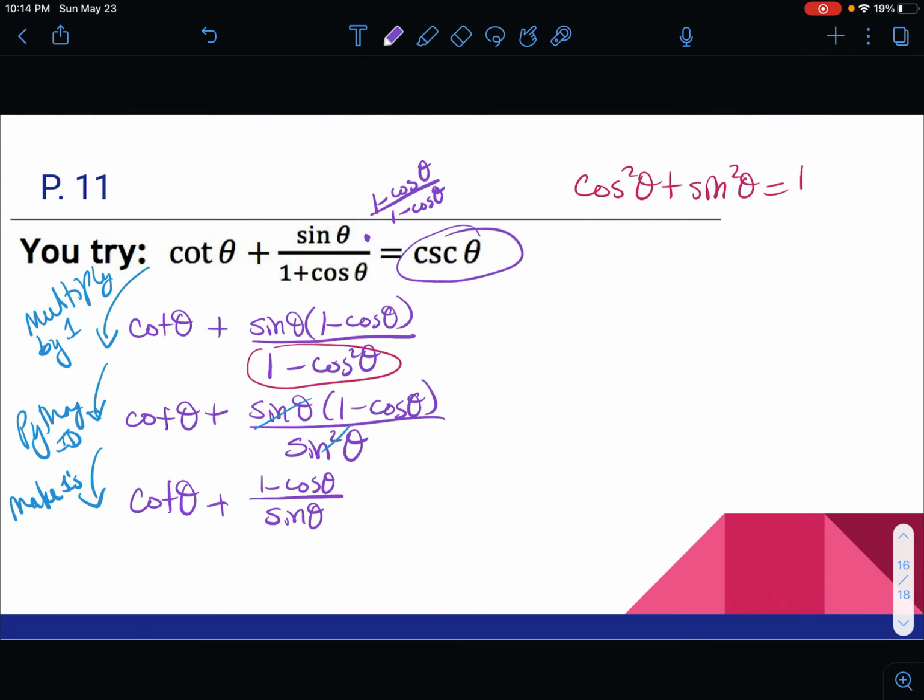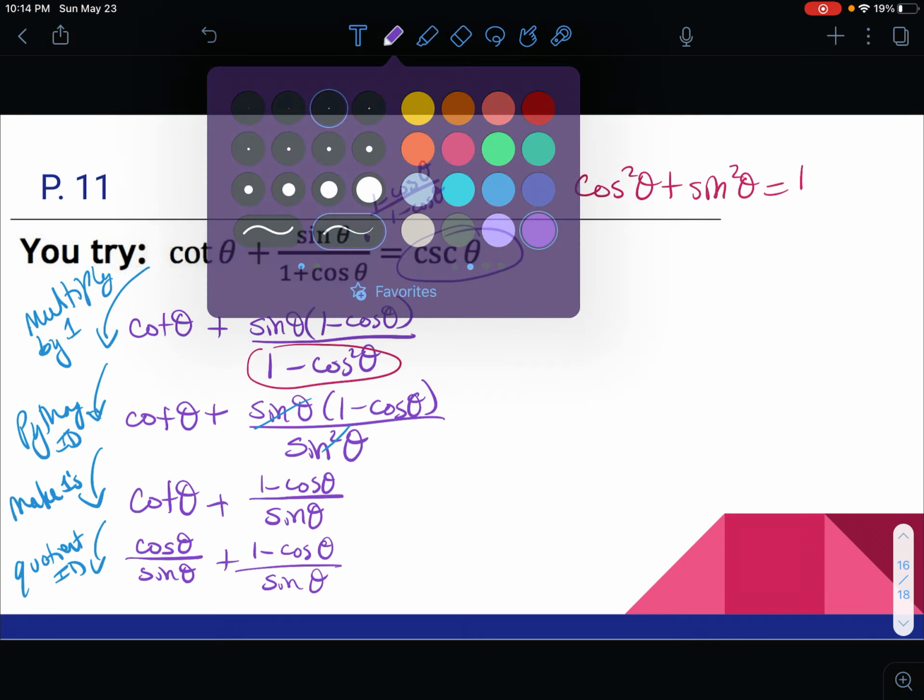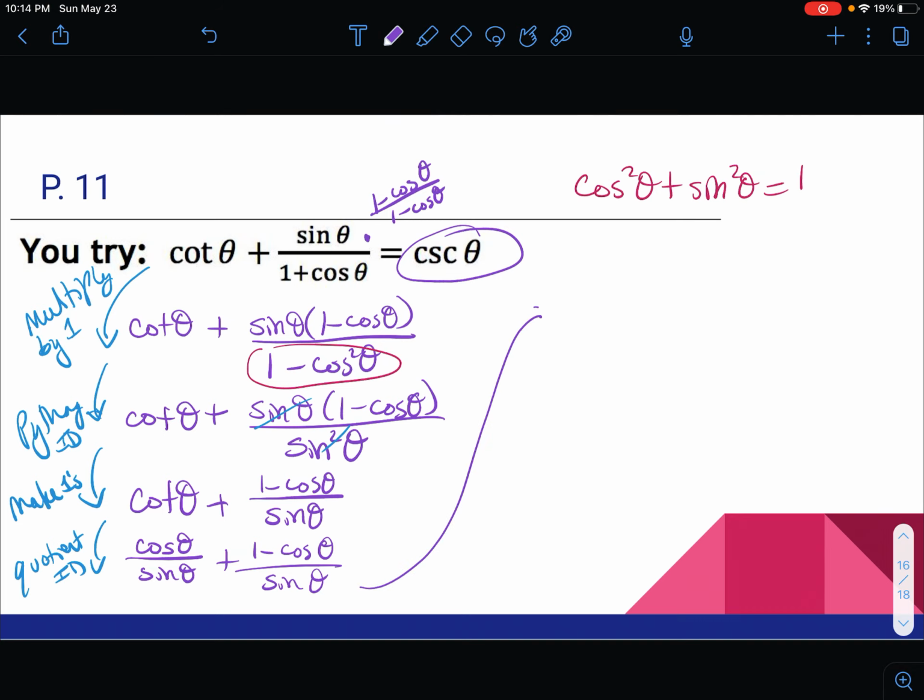Remember, we're trying to get cosecant of theta, which is just a single term. So let's go ahead and write this cosine theta over sine theta plus 1 minus cosine theta over sine theta. And this reason is because of the quotient identities. Okay, almost there. We see that we have common denominators. So let's just go ahead and add. So we would say cosine theta plus 1 minus cosine theta all over sine theta. And for this one, our reason is we just add.